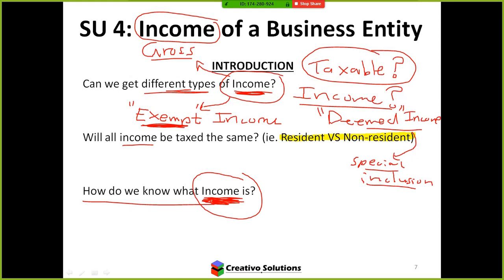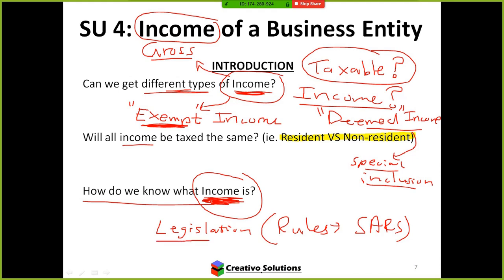It obviously has to have a specific definition. Legislation, rules, SARS. So income is actually defined through the legislation. The Income Tax Act will define what income is, and then there will be case law that will support whether something is or isn't income.